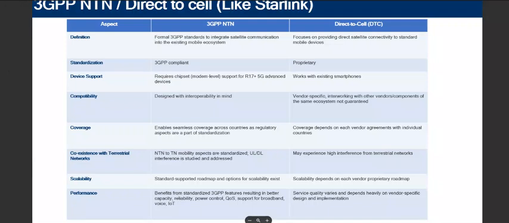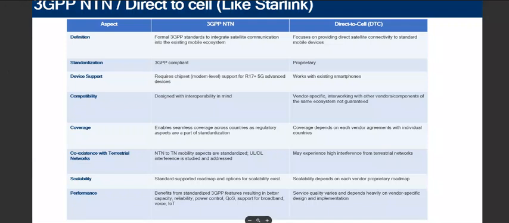NTN to TN mobility aspects are standardized. Uplink, downlink interference is studied and addressed. Direct to cell may experience high interference from terrestrial networks. So coverage depends on each vendor's agreements with individual countries, like Starlink provided network coverage to Ukraine during the war. That is direct to cell providing.